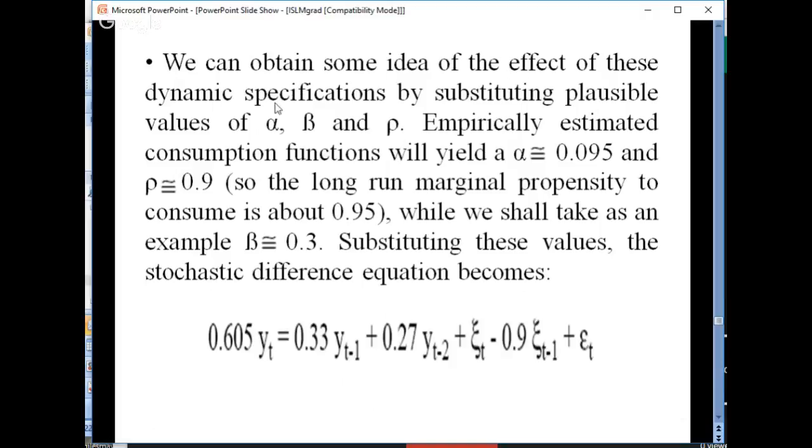We can attain some idea of the effects of these dynamic specifications by substituting what he calls plausible values for alpha, beta, and rho. Empirically, estimated consumption functions will yield an alpha of 0.95 and a rho of 0.9. So long as the marginal propensity to consume is about 0.95. By the way, this is not the same alpha that we were using a while ago as a shock term. This is our intercept term.